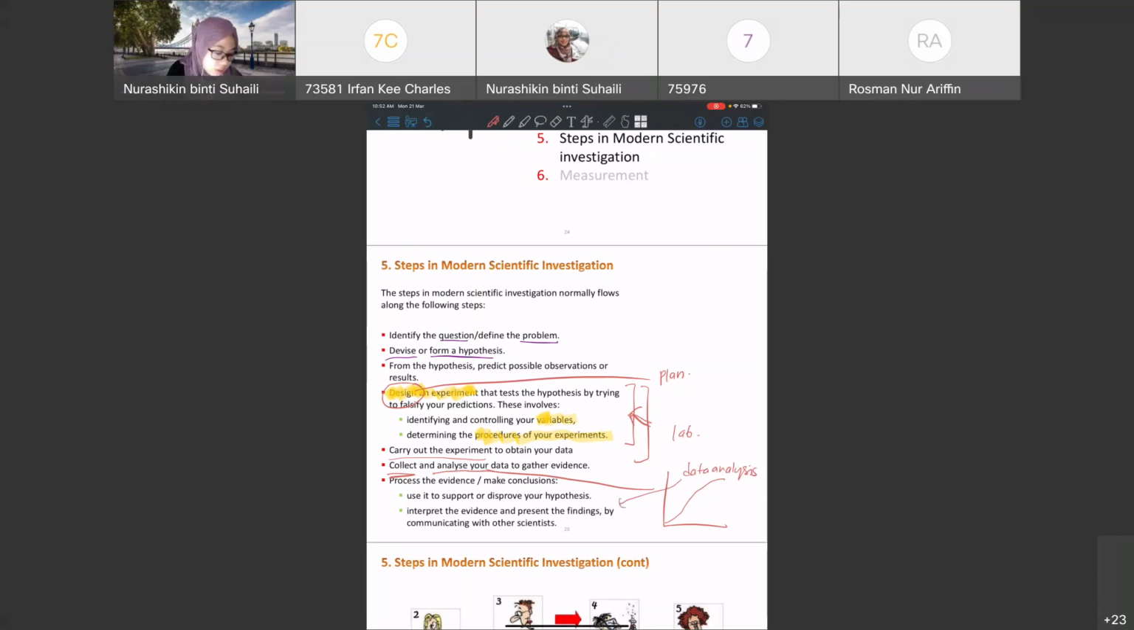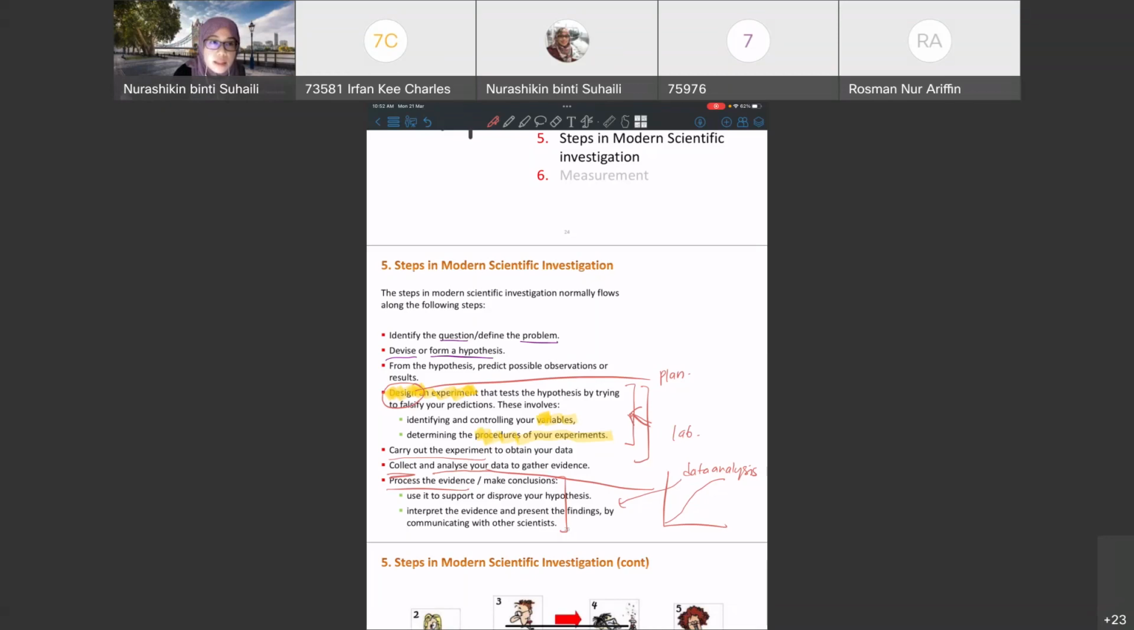So this is where you process the evidence. It is closely related to processing the evidence. So when you process the evidence, you analyze your data, you look at your graph like this, and then you make the conclusions. And when you make the conclusions, it's very important for you to check your hypothesis, your objective. Does your conclusion answer your objective? So in your reports, for example you have two objectives, you must make sure that your conclusion answers those objectives.